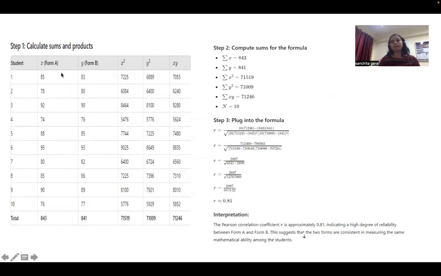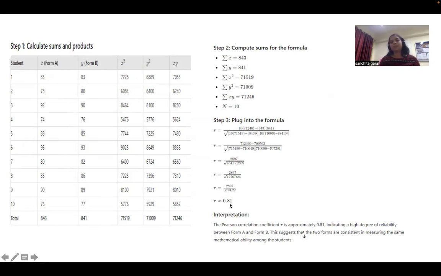You can do it by hand also, and you can use an Excel sheet. Now it is easy to use an Excel sheet, but for understanding you can also do it manually. For the first student, 85 marks, then we are using x square and y square and xy, like that individually we are calculating, and then we calculate the R correlation coefficient, that is the reliability coefficient. We call it the Pearson correlation coefficient, that is the reliability coefficient, and here we got 0.81.